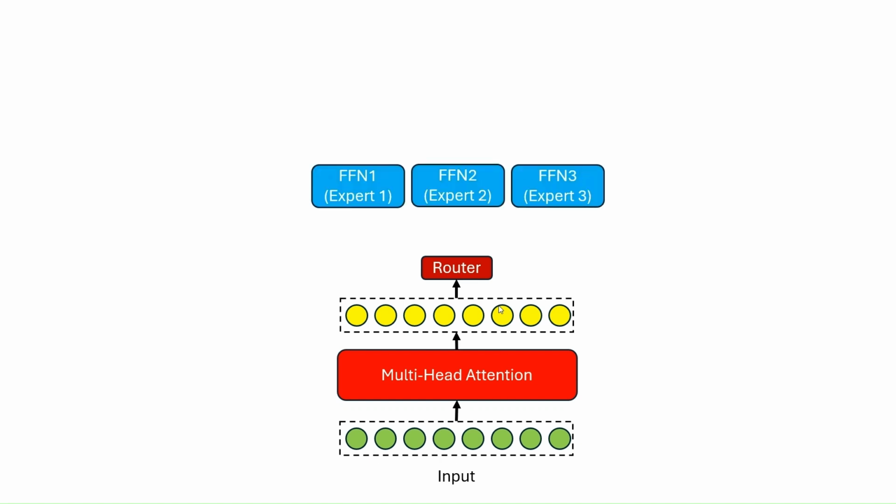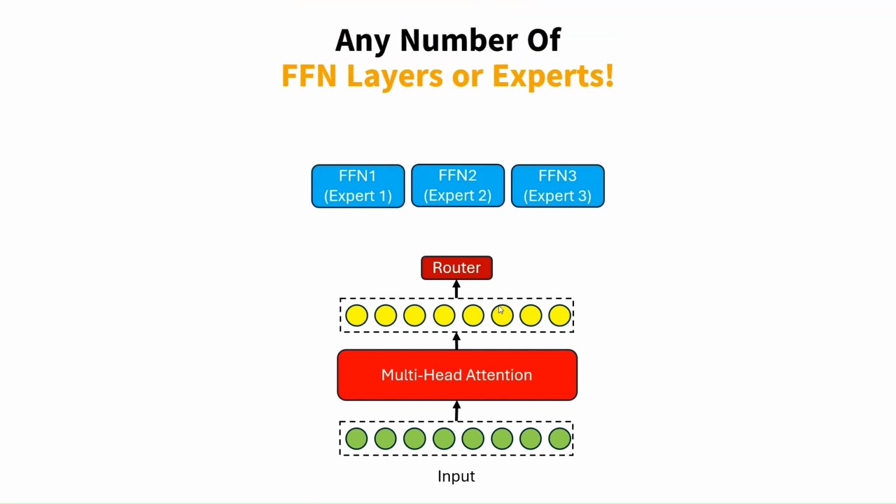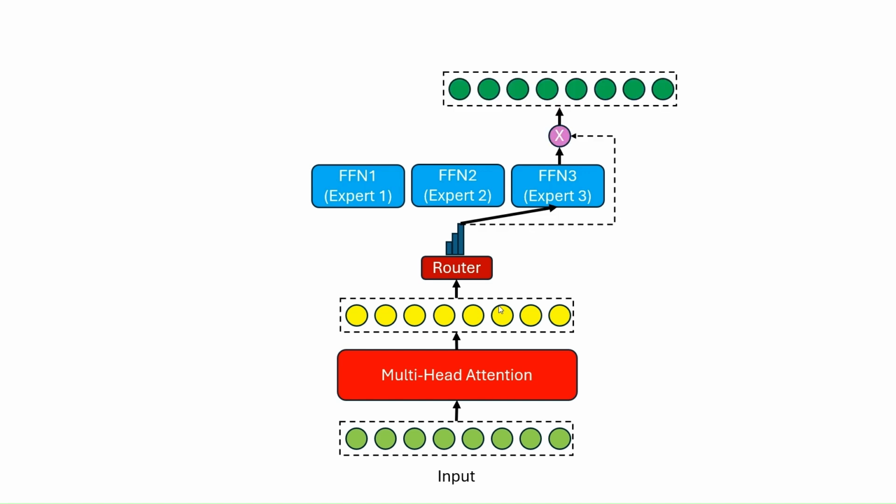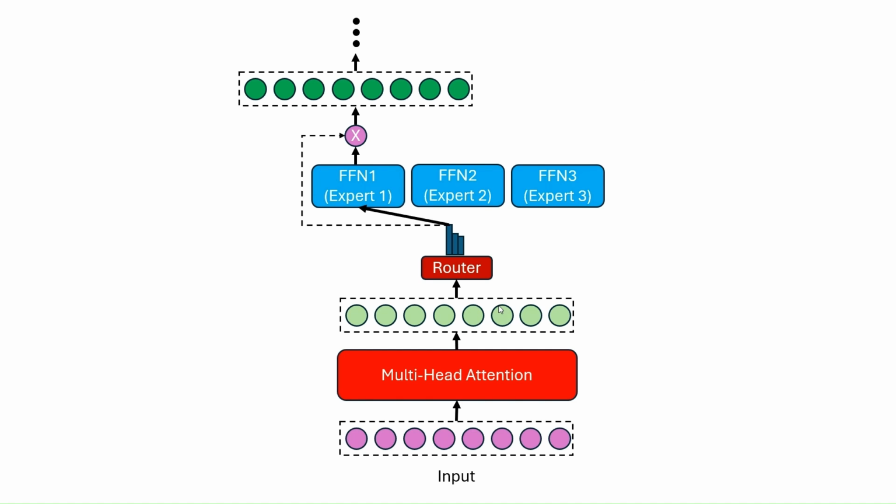Also, instead of having one FFN layer, we can have any arbitrary number of such layers. These layers can be considered as independent experts. For each of these experts, the router computes a probability for sending the computed embedding to it. In this example, the router sends the new embedding to the third expert as it has the highest probability. After getting the output of this expert, we multiply it by the computed probability to scale it based on the router's confidence.